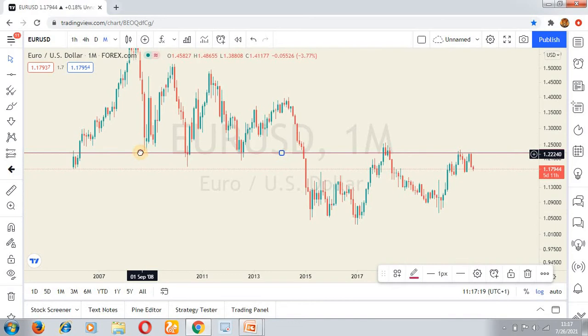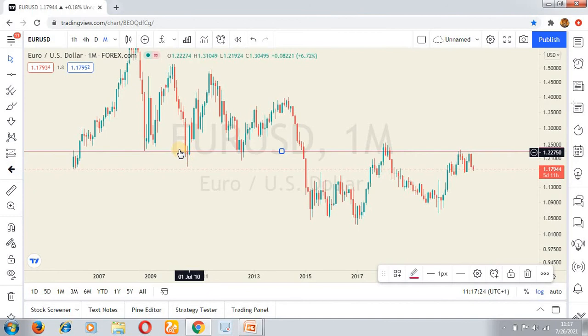Let's try to take this line up a bit to accommodate this swing. This also came here, manipulated here. This is a manipulation that gave a pin bar that went back into the line. You also see that price came, broke the line and came back into this line. So this makes this place a powerful support or resistance.